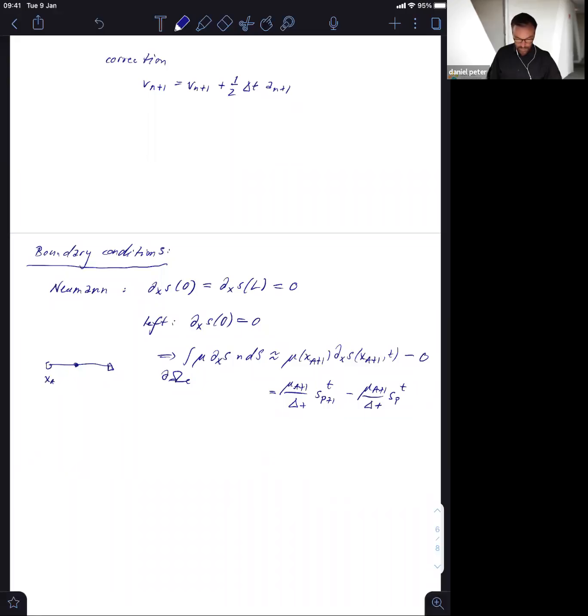So this x_A, that's where we impose what the derivative is directly with the Neumann boundary. So the only term that we are left with is the one on the position A plus 1. And this we just approximate again with the neighboring centroid position.